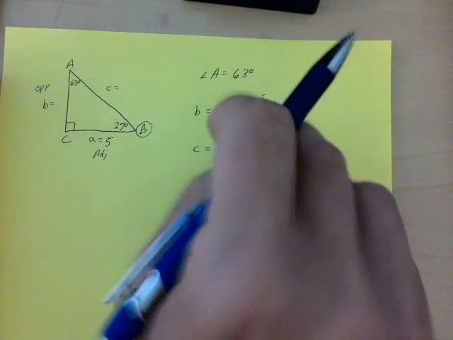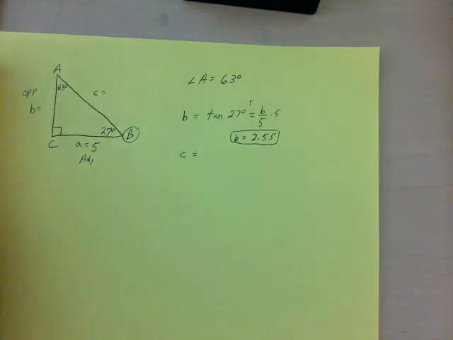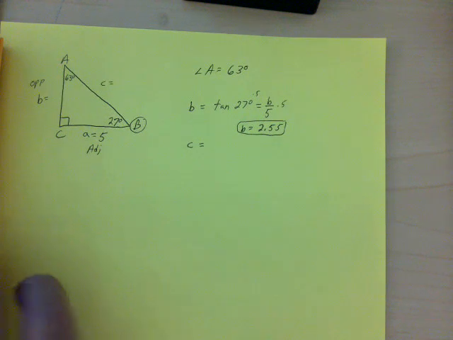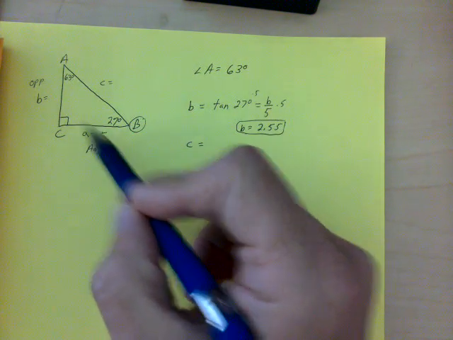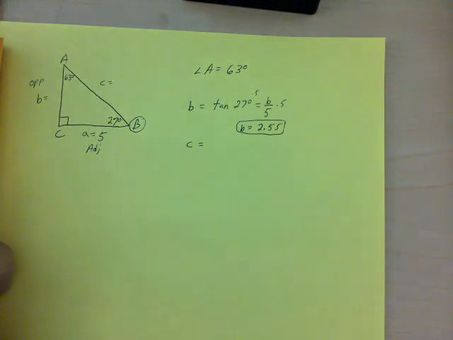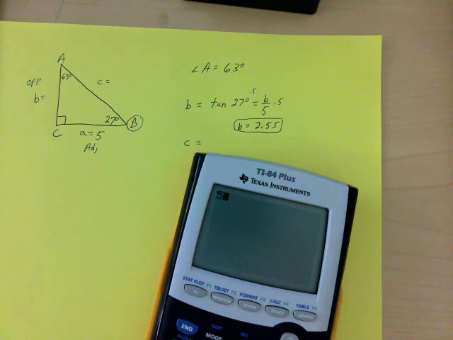So when you're solving these, you only need trig one time. And then let's quickly use the Pythagorean theorem. So this time, I have both legs, so I'm just going to take 5 squared plus what I just found, 2.55 squared.